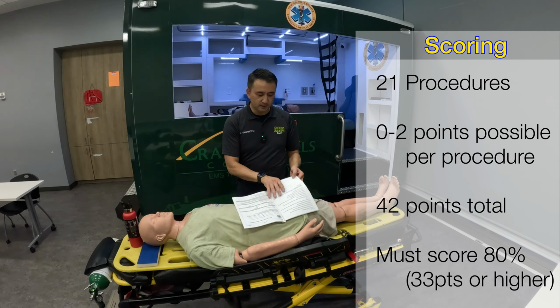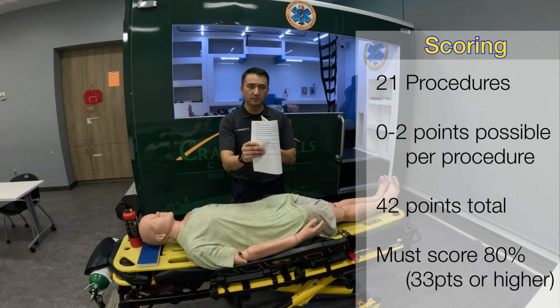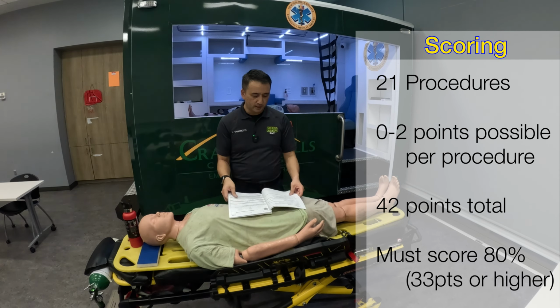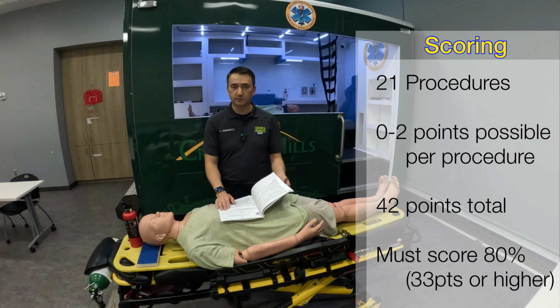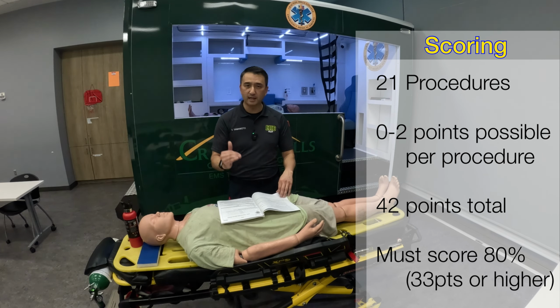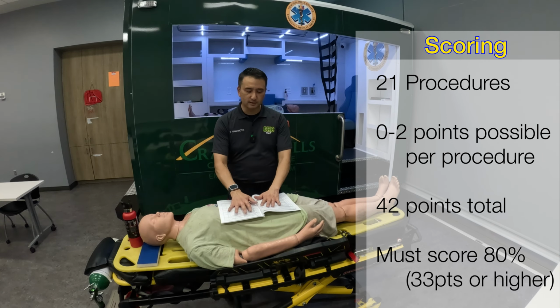If you flip to the last page of trauma, where it says critical criteria points, if you look all the way down, did not score at least 80% or 33 points. So you will have to score 33 points or higher in order to pass this skill.